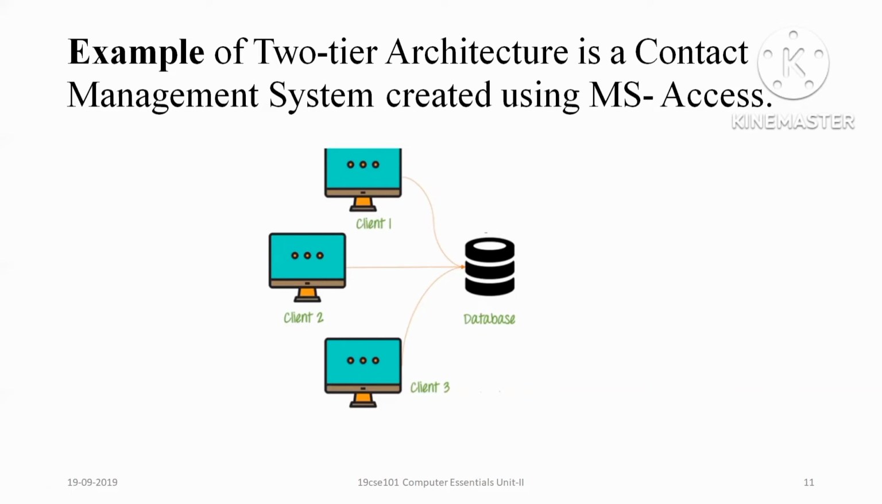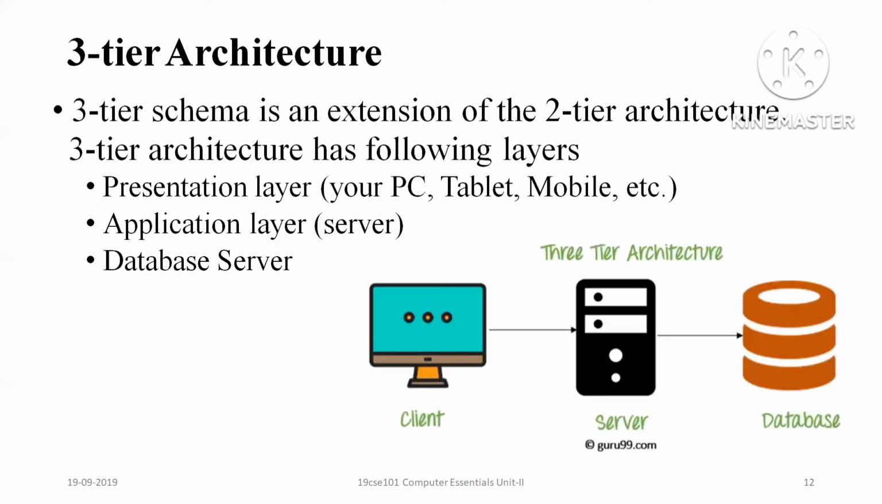I'll not make a long video. Let's talk now about 3-tier architecture. Understood? Two-tier architecture means client and database are there, right? This is also known as two-layer architecture. Now let's talk about 3-tier architecture.